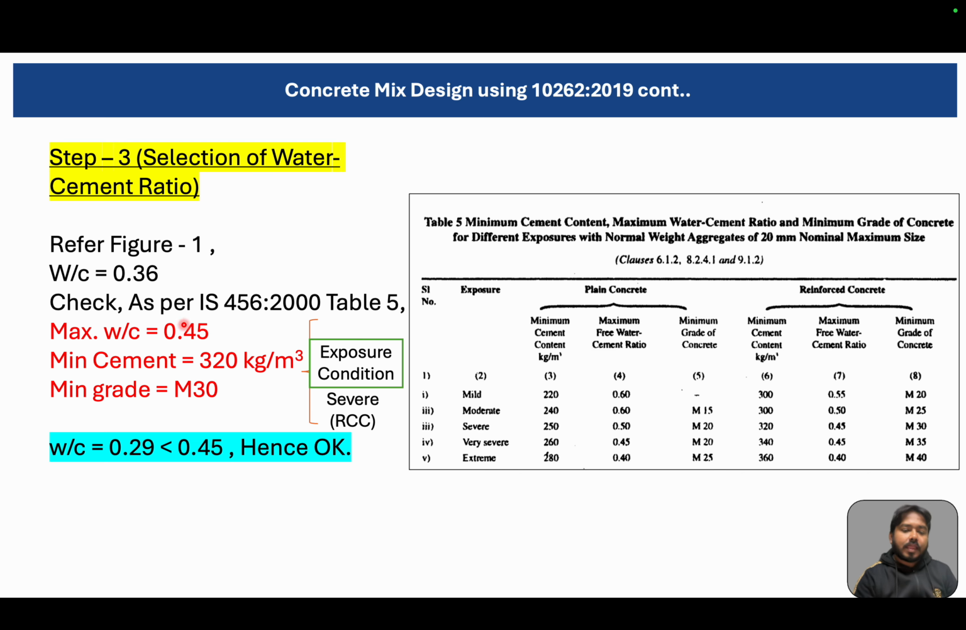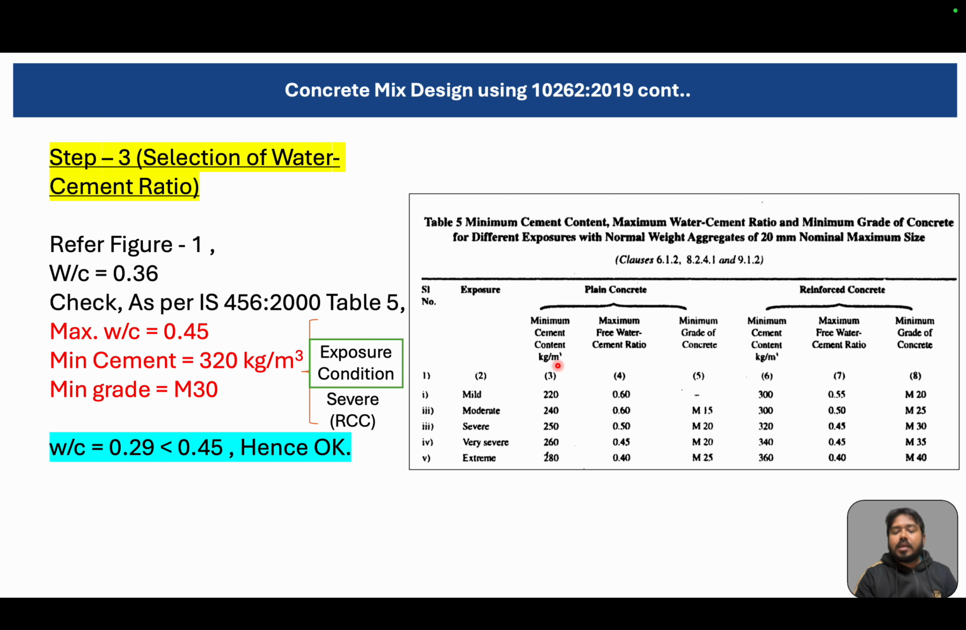Similarly, we have to check whether the water cement ratio you got meets your exposure condition or not. For that reason, we have taken another reference, IS 456:2000, and we consider Table 5. On the left-hand side, you can see the exposure condition, and it is applicable for two cases: one is plain concrete, another is reinforced concrete.